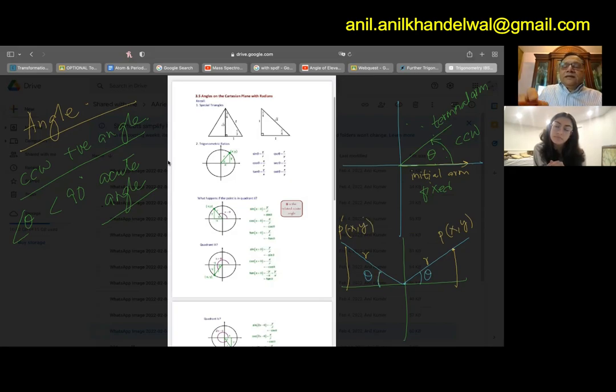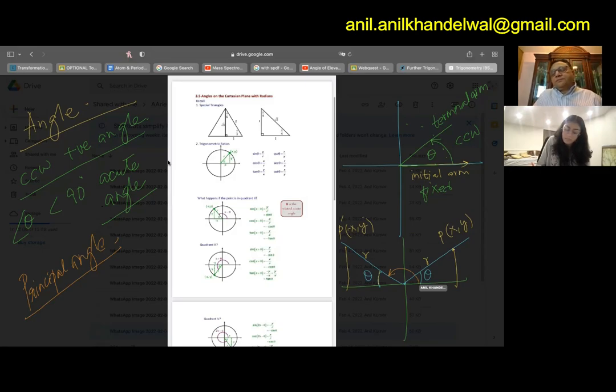We always write the angle in terms of the principal angle. So let us understand what the principal angle is. The principal angle is measured from the initial arm like this. That is my principal angle. You understand? So you rotate up to this point counterclockwise. Let's call this angle phi. So this is my angle.